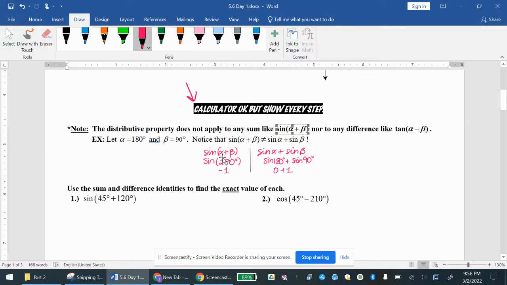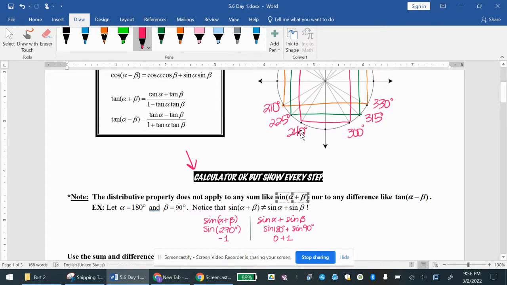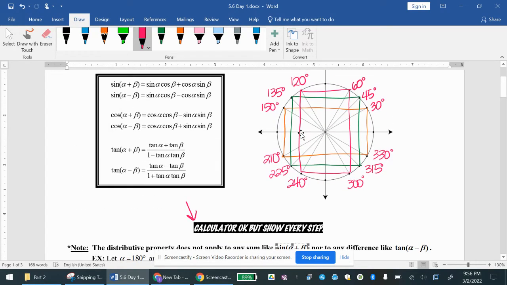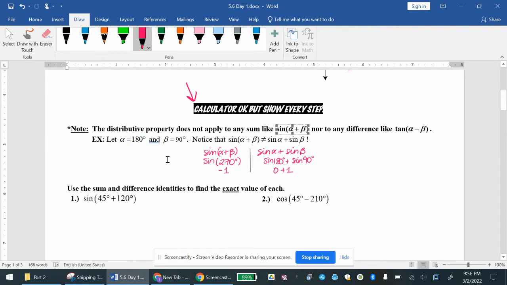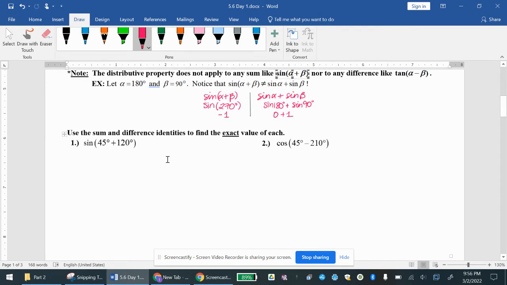Sine of alpha plus beta, which would be sine of 270, that answer is -1. It is not the same as if you distribute sine and do sine of alpha plus sine of beta, because that would give you +1. So really important, make sure that you understand that you can't just distribute sine, or cosine or tangent for any of these sum or difference. They have their own patterns. Again, you don't have to memorize the patterns, but you have to know how to use them.